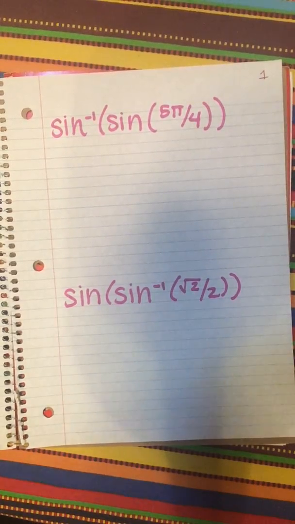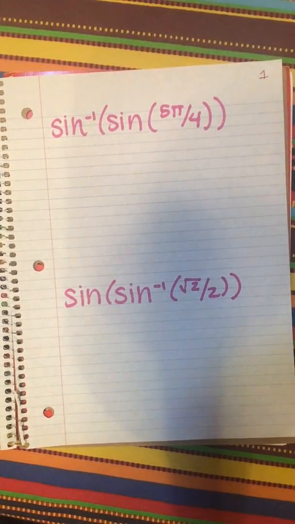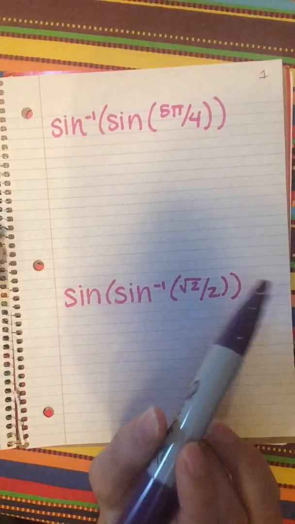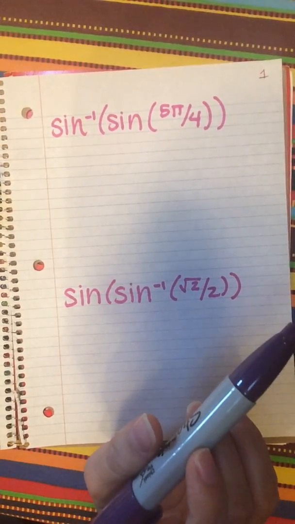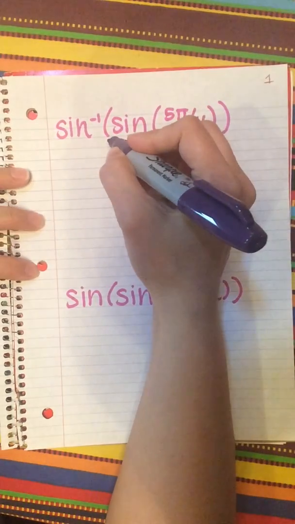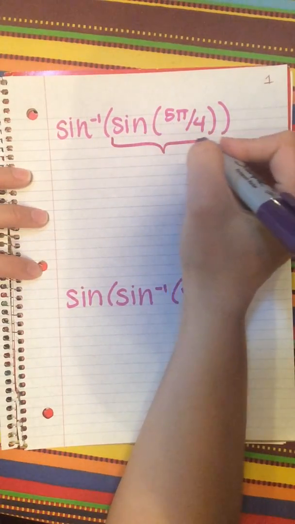So we're going to look at some more solving or evaluating inverse trig functions. And this time we're going to take it a step further and look at problems that have both inverse trig functions and regular trig functions. So a problem like this, where you have sine inverse of sine 5 pi over 4, it's tempting to say that the sine inverse and sine cancel out. Unfortunately, they don't. So what we'll do is we'll start with the innermost function.